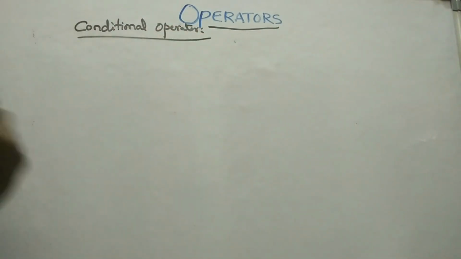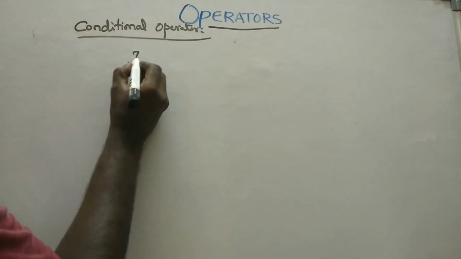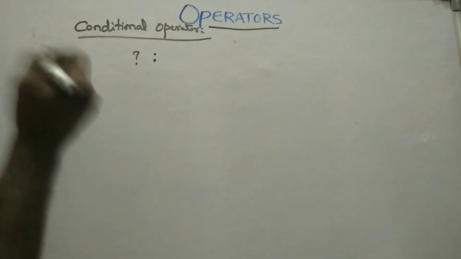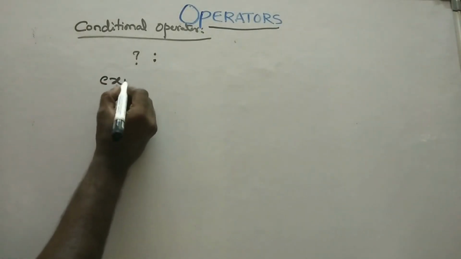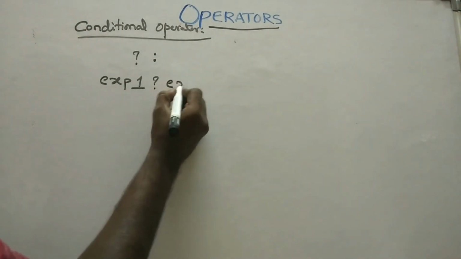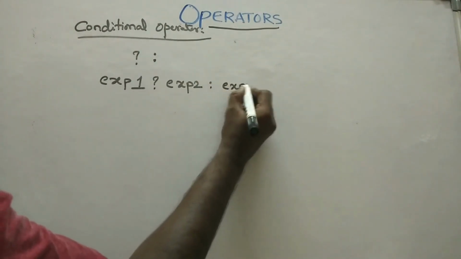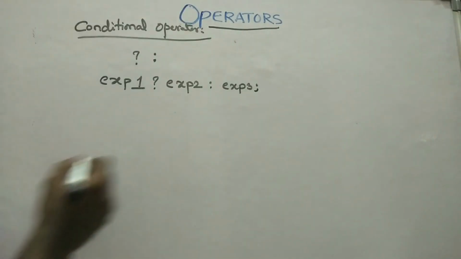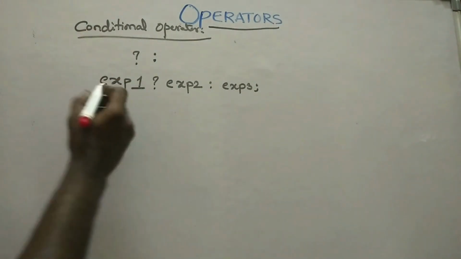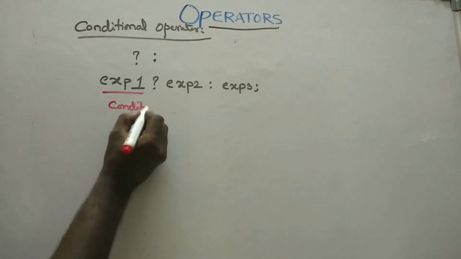Conditional operator. What is meant by conditional operator? The conditional operator is question mark and then colon. That means here we have to represent, suppose we take expression 1 as a question mark, then expression 2 as a result and expression 3 as the result. What is expression 1? The expression 1 is the question mark. That means we can say it is the condition, right?